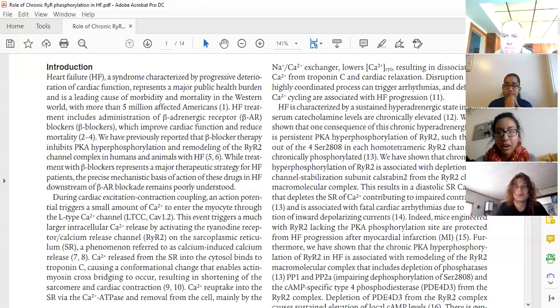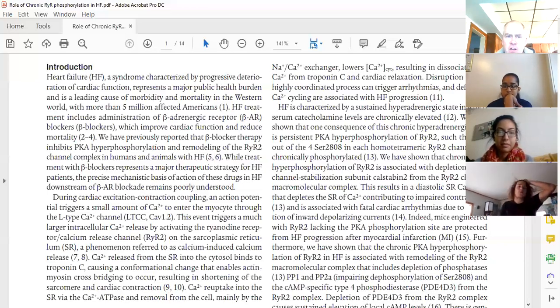We have shown that chronic PKA hyperphosphorylation of ryanodine is associated with depletion of the channel stabilization subunit calstabin from the ryanodine channel macromolecular complex. Right. Macromolecular complex. Do you know what that means in this? Well, we'll find out later. Macromolecular means you've got a lot of different proteins together. So it's a big complex. And we'll see later some of the other proteins involved. And calstabin, remember, is that FKBP 12.6.